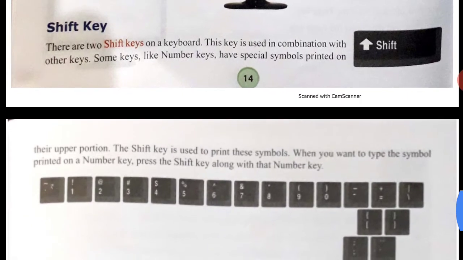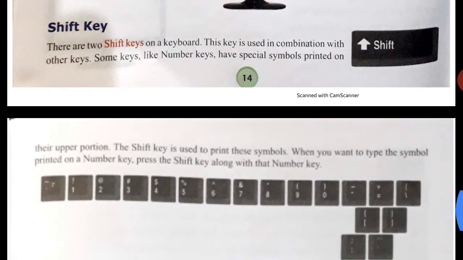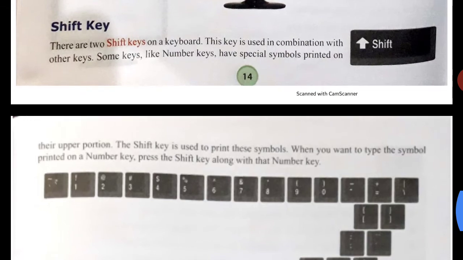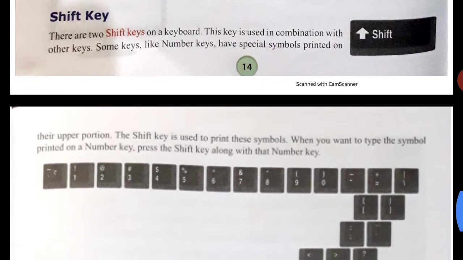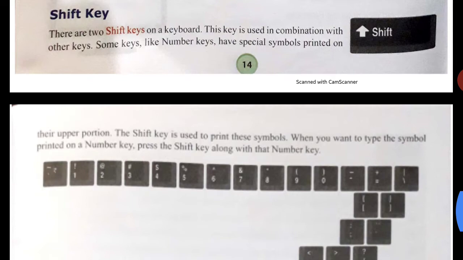Okay. When you want to type the symbol printed on a number key, press the shift key along with that number key. Now see here, what does the shift key mean? It is used to type the symbol printed at the top. Both the keys must be pressed together. Suppose you have to type the dollar symbol. So you have to press the shift key and that dollar symbol.